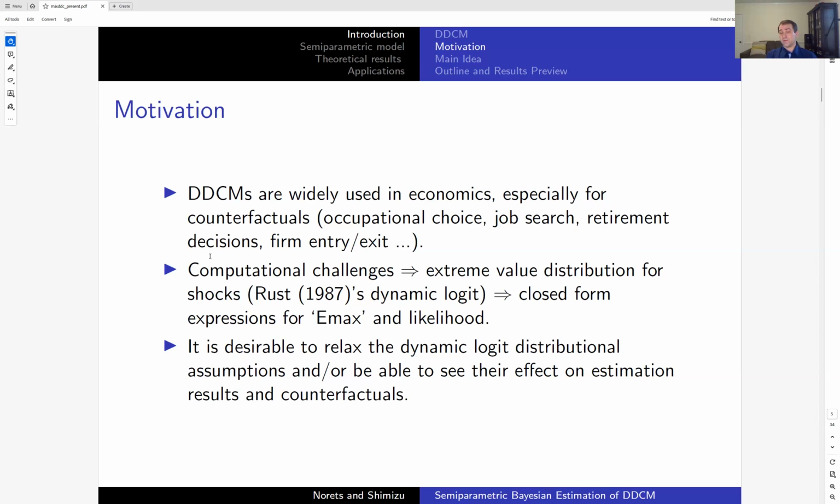And yet it is, of course, desirable, if feasible, to relax the distributional assumptions and see if the counterfactuals and estimation results are sensitive to the distributional assumptions on the epsilons. Because epsilons are unobservable, it's kind of hard to make good assumptions on them. So it's better to treat them non-parametrically, which we will do in this video.